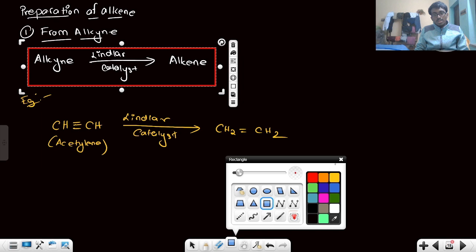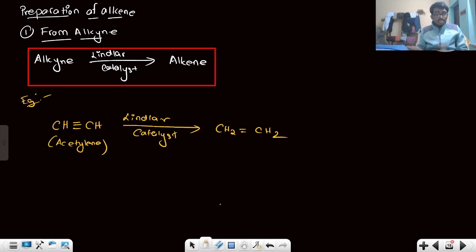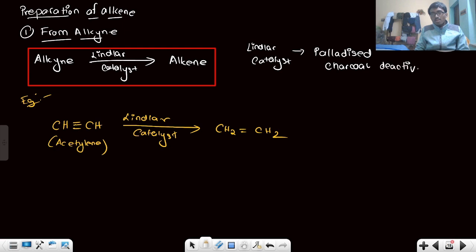Now, what is the Lindlar catalyst? That I did not say yet, right? What exactly is the Lindlar catalyst? So write down Lindlar catalyst. Lindlar catalyst is nothing but palladized charcoal deactivated with quinoline. Quinoline. This mixture is called Lindlar catalyst.